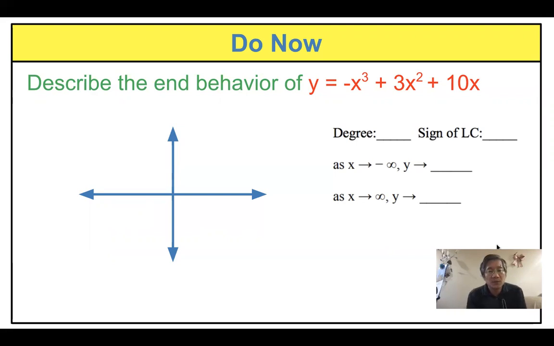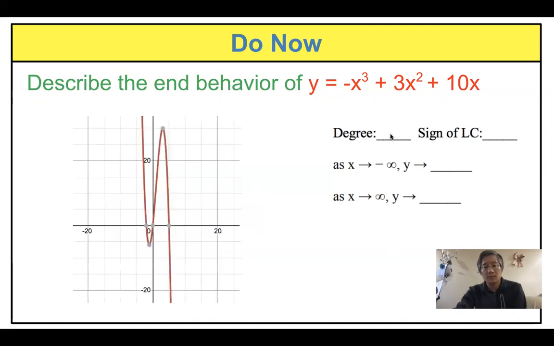So we are going to describe the end behavior of this function y equal to negative x to the third power plus 3x squared plus 10x, right? So what's the degree? Degree is 3, right? And then sign of leading coefficient is negative. So if you draw the graph in the calculator, you can see like this. And degree is 3 and sign of leading coefficient is negative.